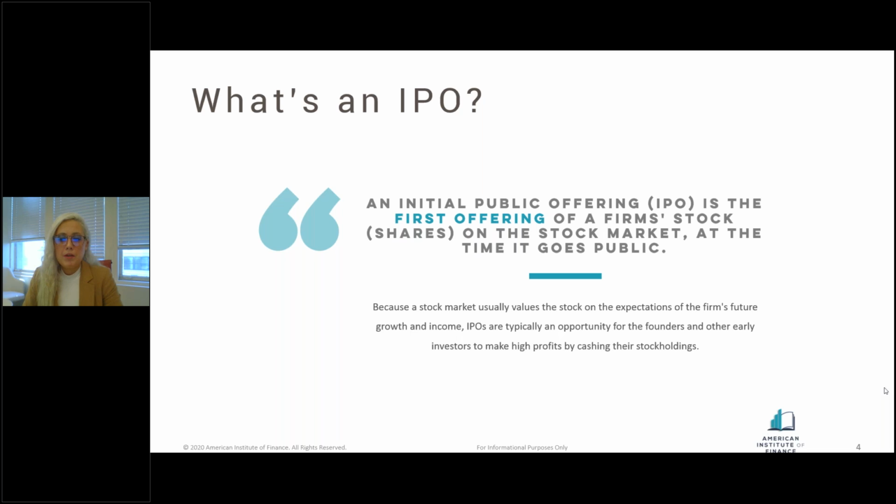Before we dive into the actual process, what's an IPO? An initial public offering, or IPO, is the first offering of a firm's stock, or so-called shares, on the stock market for the very first time. Right, they go public. The stock market usually looks at the growth of the company and the growth story of a company. IPOs are typically a good opportunity for founders and early investors to make high profits and to cash in their holdings.